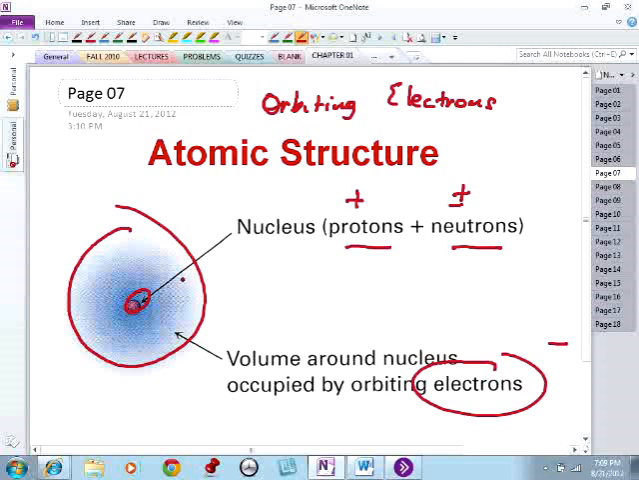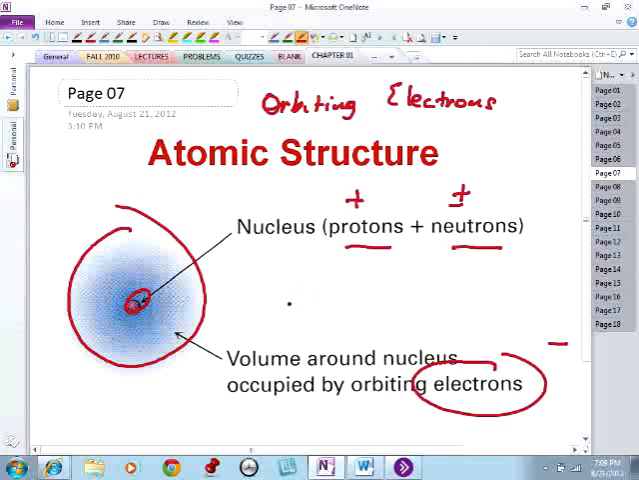So what does that tell you about the number of protons relative to the number of electrons in an atom? What does that tell you? The same. Exactly. Very good. They must be the same, because the atom is electrically neutral. You have positive charge, negative charge. So the number of protons that you have in the nucleus of an atom must be the same number of electrons you have surrounding that nucleus.